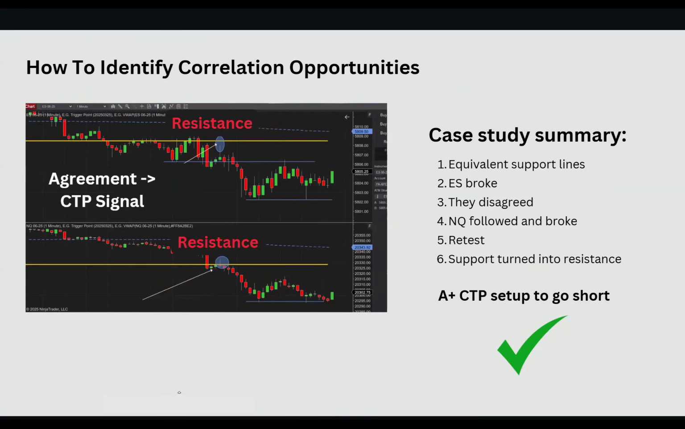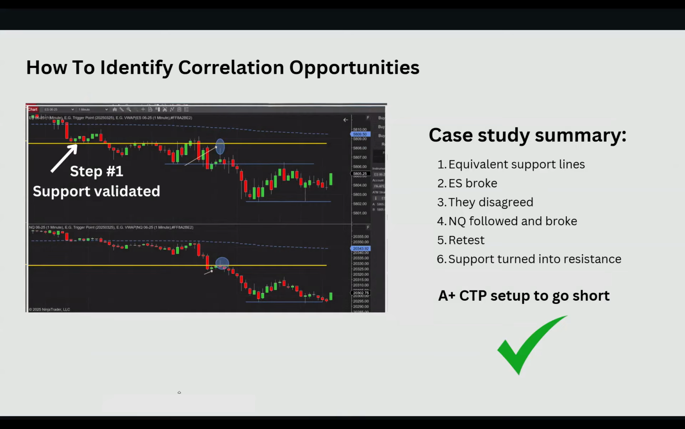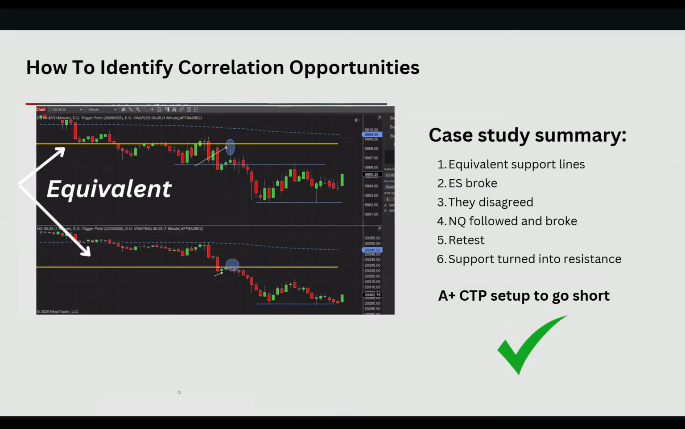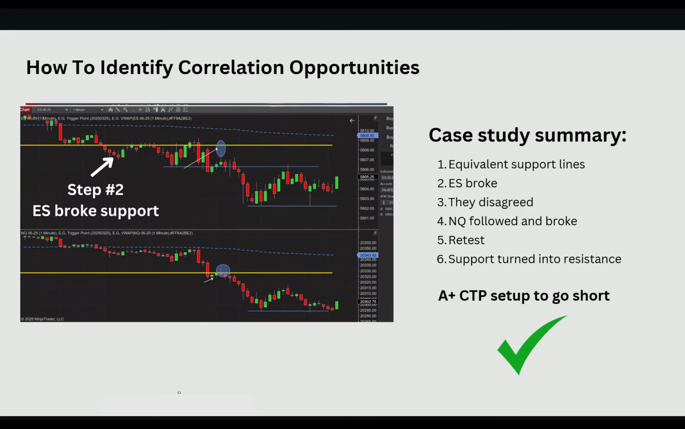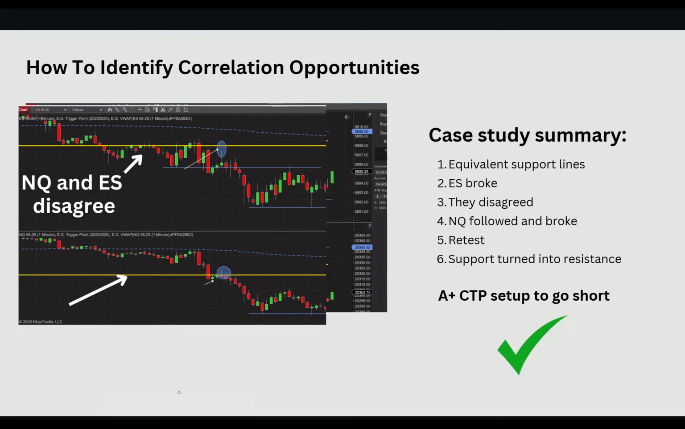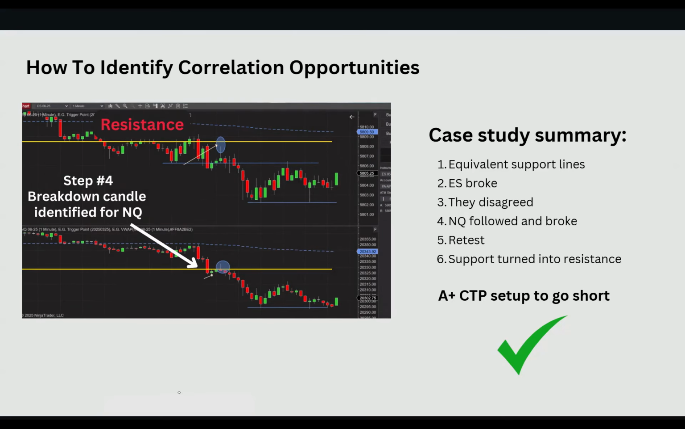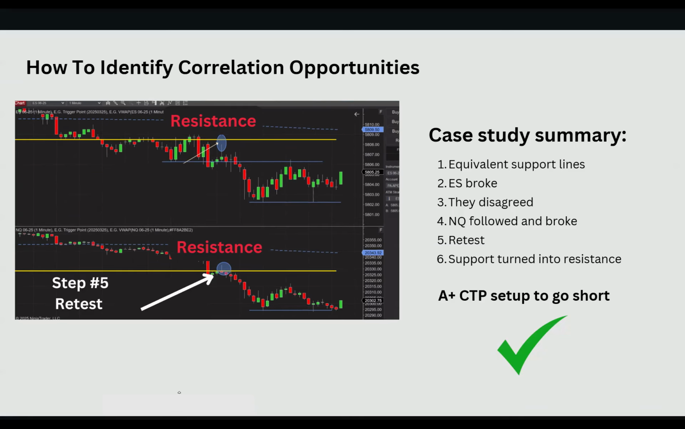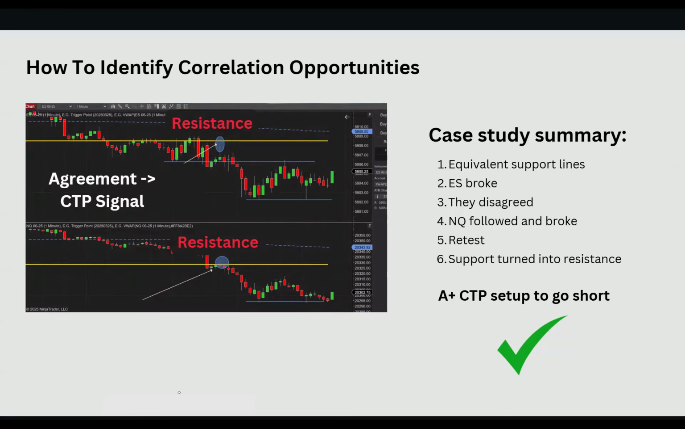To summarize, in the CTP methodology, we spot equivalent support lines. ES broke its support. NQ was above its support. They disagreed. Then NQ followed and broke. Support turned into resistance. NQ retested its resistance. And a beautiful CTP short signal was established.